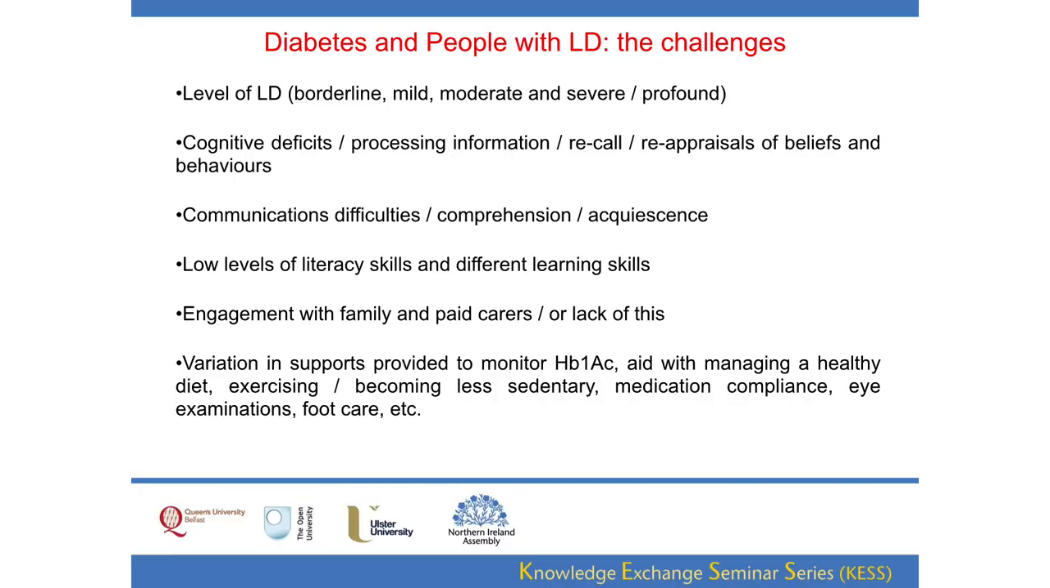Just to let you know, there were certain difficulties we had to identify before adopting DESMOND. The first is we need to think about what it actually means to have a learning disability, and the level of learning disability and cognitive deficits that go with that in relation to processing information, recall, and reappraisal of beliefs and behaviours. We also have to think about levels of literacy skills and how we adapt a structured programme to people who would have minimal literacy skills, and about the different learning styles of this population. And we also need to think about engagement with family carers and paid supporters, because this was crucial in how we were going to deliver the programme.